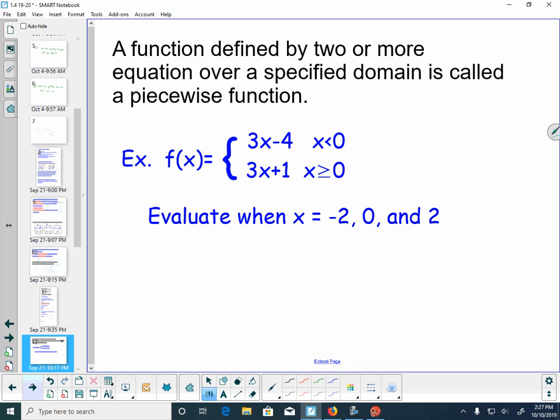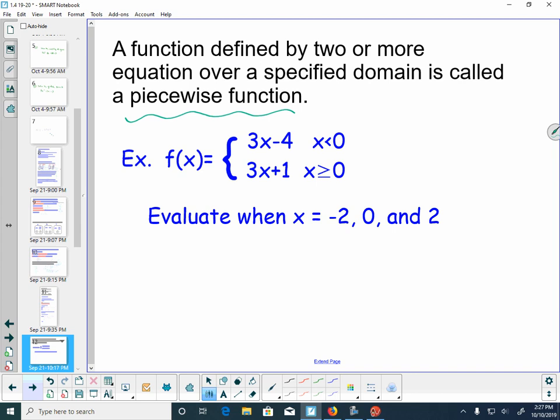All right, a function defined by 2 or more equations over a specified domain is called a piecewise function. Ever hear of it? Yeah. Thanks to our first quarter project, you guys are all over piecewise functions as well. So here's an example of a piecewise function. f of x equals 3x minus 4 if x is less than 0, and f of x equals 3x plus 1 if x is greater than or equal to 0.